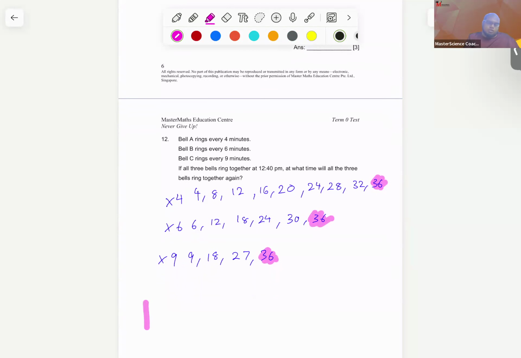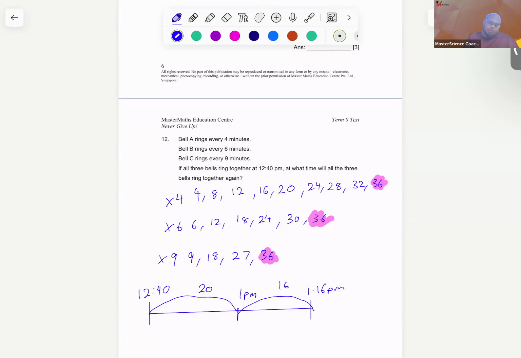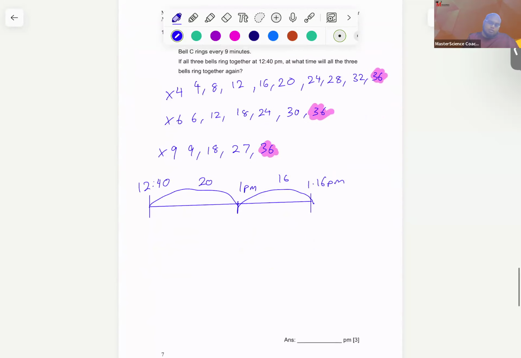So 12:40, if I were to plus 20 minutes, this is 1 p.m. Then I plus another 16 minutes. This is 1:16 p.m. So the answer is 1:16 p.m.